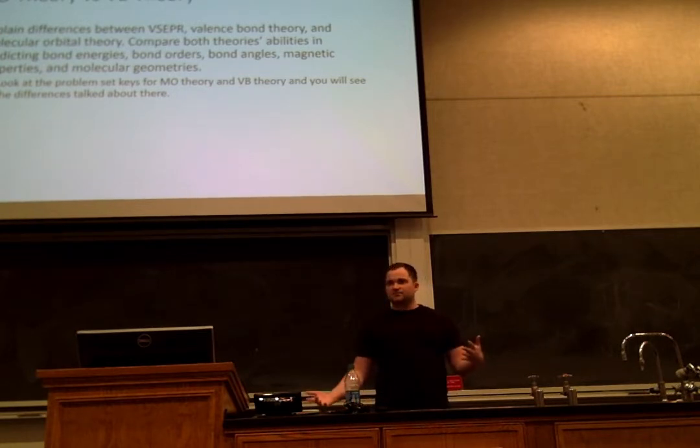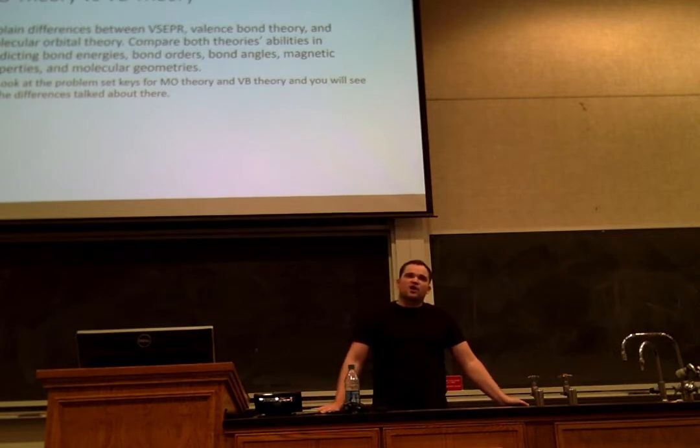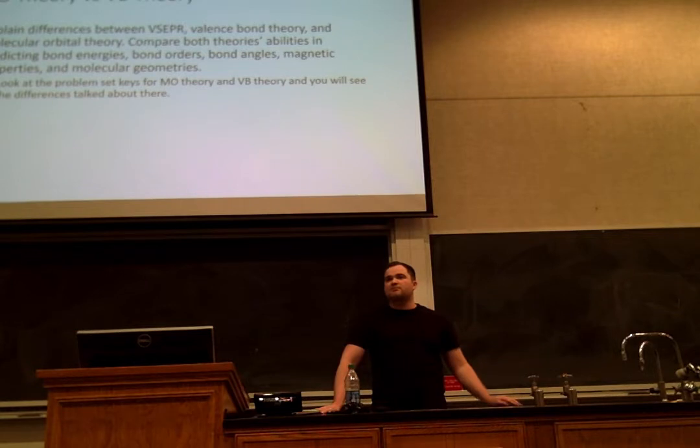So know those slides. There is also on both of your problem sets that cover valence bond theory and molecular orbital theory, it talks about what valence bond theory can do. Can it predict bond orders? Can it predict molecular geometry? Can it predict bond energies? And it goes into that a bit. So just take a look at the keys. Know which one does which, and you should be fine.